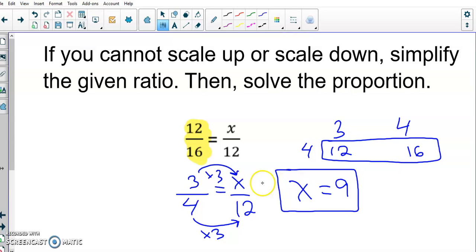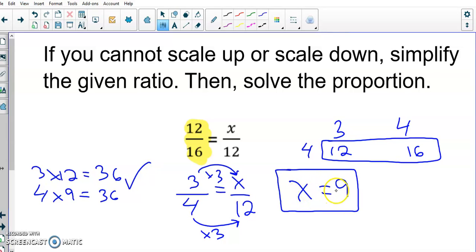Remember to check your work by doing cross multiplication. So we're going to do 3 times 12 and 4 times 9. If we get the same products, that means our answer was correct. So 3 times 12 is 36. 4 times 9 is also 36, which means x equals 9 was our correct solution.